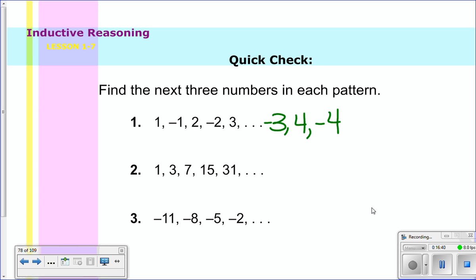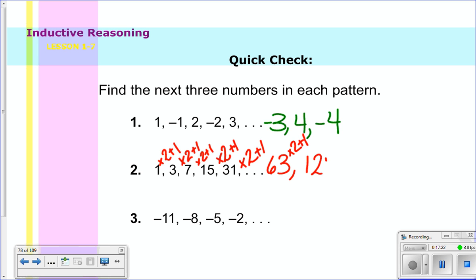For 2, it goes 1, 3, 7, 15, 31. Again, this is a trickier one because there's actually 2 things you do each time. Now, you can't say you add 2, and then you add 4, and then you add 8, and so on. That doesn't quite work. What I do notice, though, is I times this by 2. 1 times 2 is 2, and then I add 1. And then 3 times 2 is 6, plus 1 is 7. 7 times 2 plus 1 is 15. 15 times 2 is 30, plus 1 is 31. 31 times 2 is 62, plus 1 is 63. 63 times 2 is 126, plus 1 is 127.